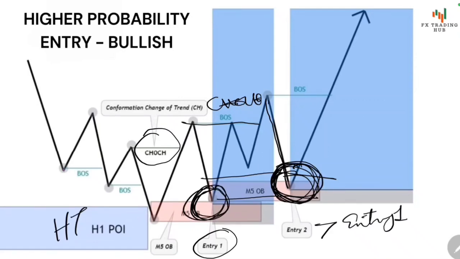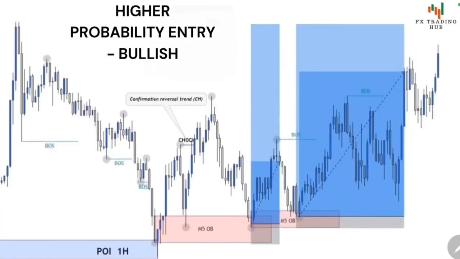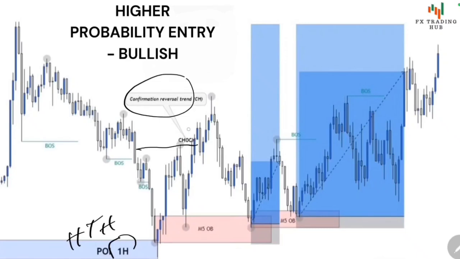This one has a higher level of success than if you enter just on a buy limit order right there. So let us see on the chart. Here on the chart, you can see that this is our higher time frame, which is our H1 time frame. You see the market gives us a change of character right there, confirmation entry right there.